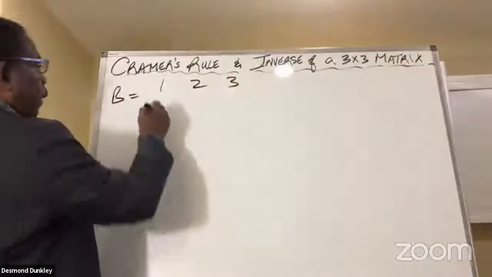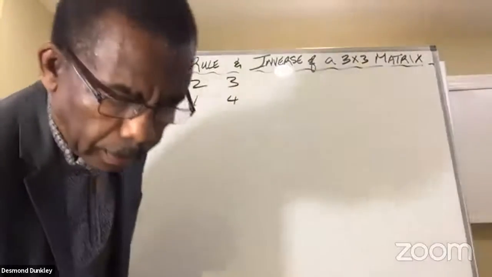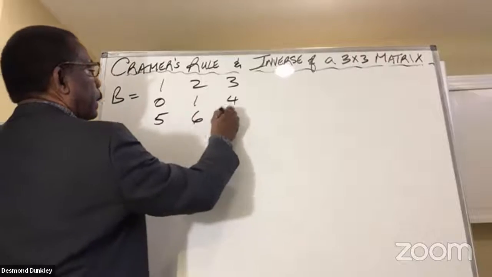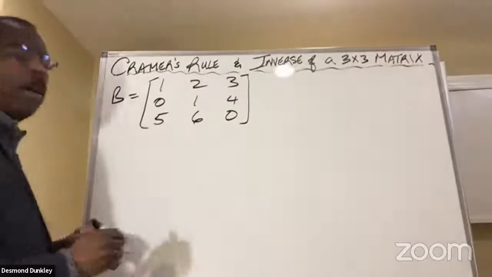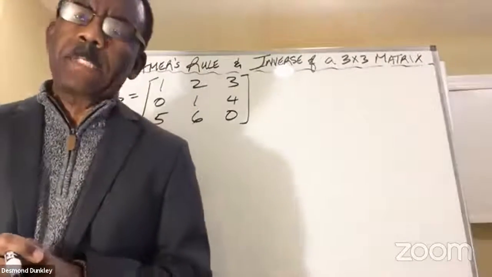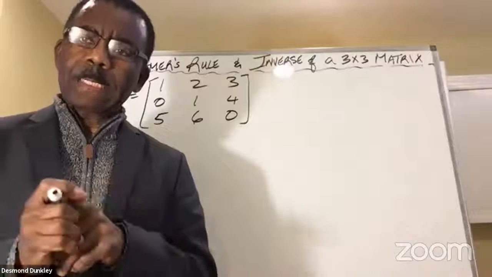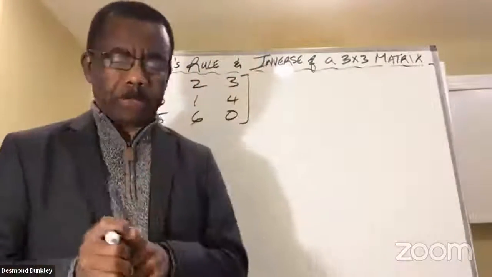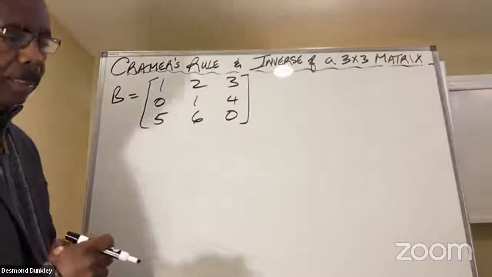Then 0, 1, 4. And then 5, 6, 0. And our goal is to find the inverse matrix. So whatever result we get, when we multiply them, we're supposed to get the identity matrix. So far, so good? So what is the inverse of this?